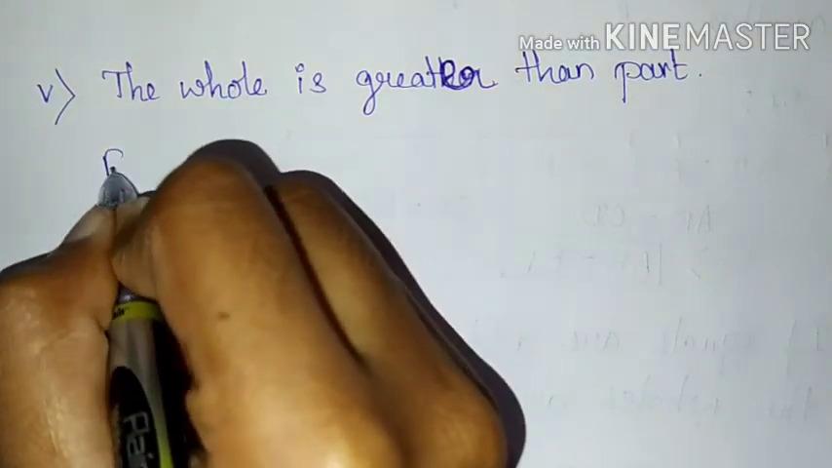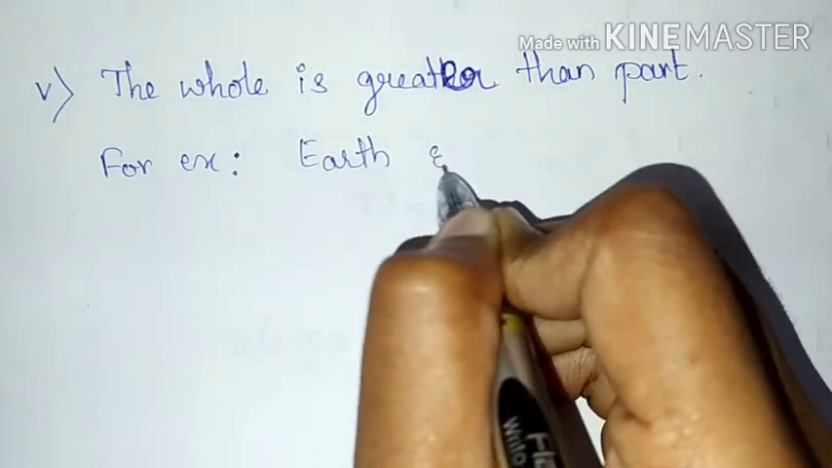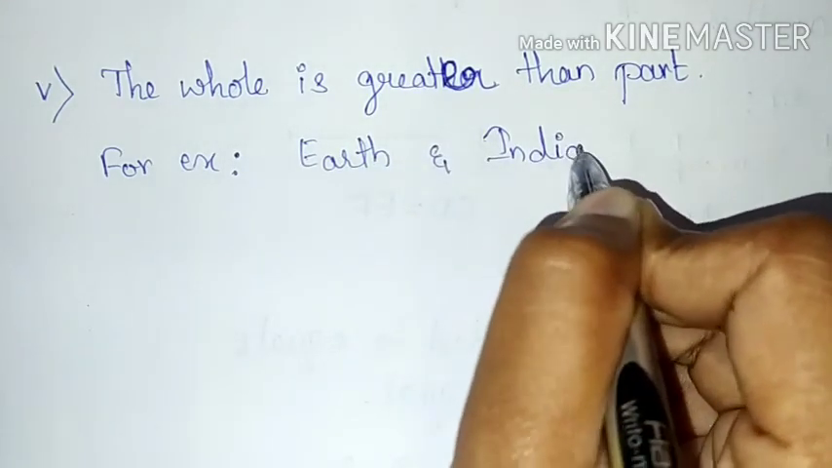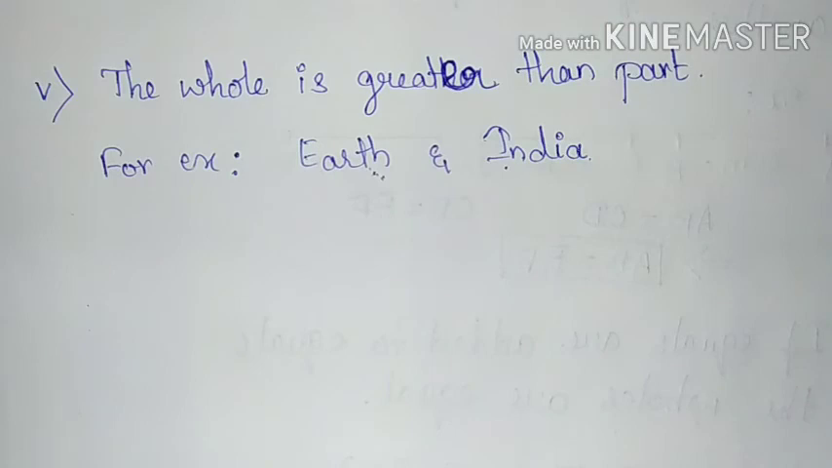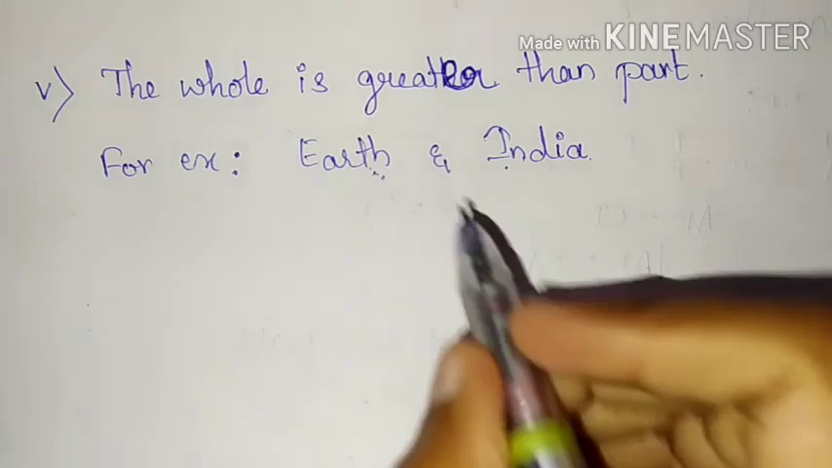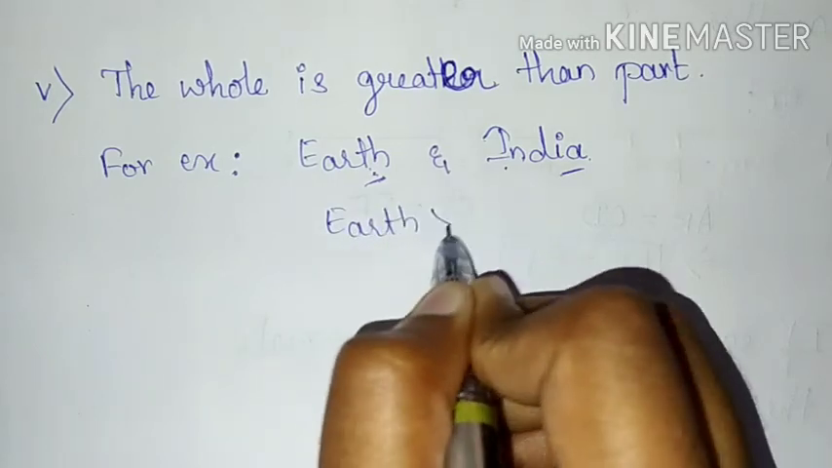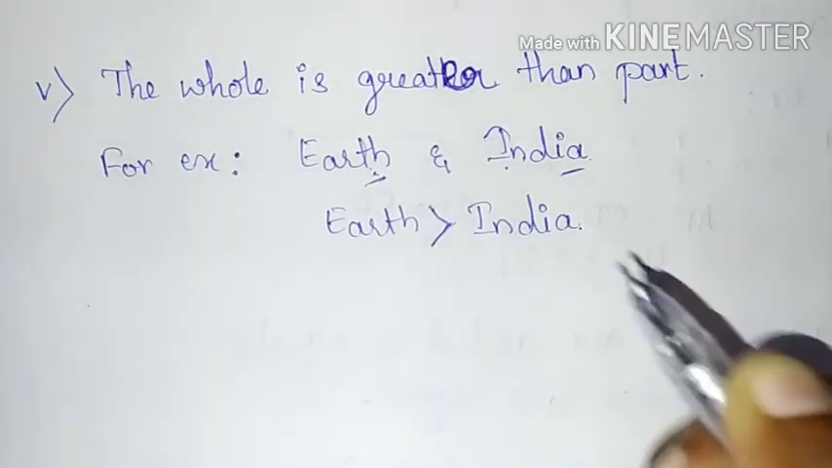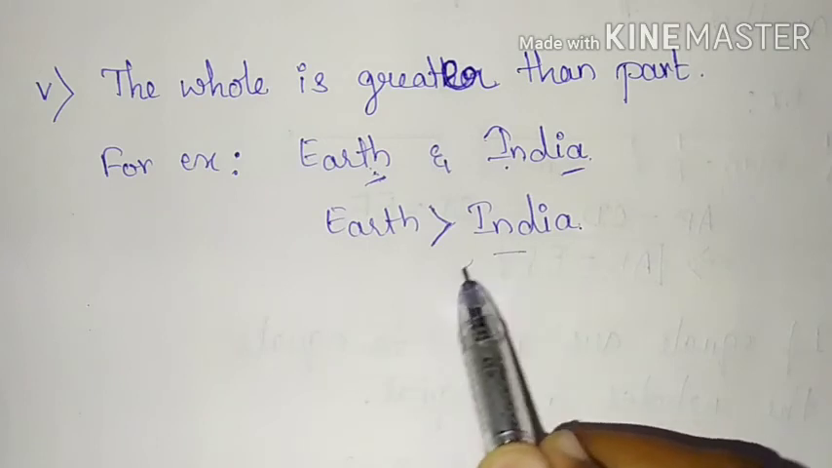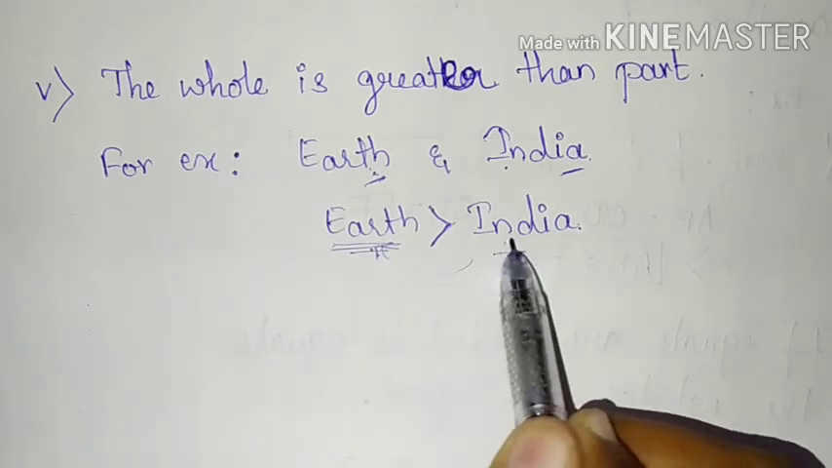For example, consider Earth and India. India is a part of Earth. Agree? India belongs to Earth. It lies on the surface of Earth. It's our country, India. It lies on the Earth. So, which is bigger of these two? Is Earth bigger or India bigger? We know that Earth is greater than India. It is huge compared to our country, India. So, India is part of the Earth and Earth is the whole. Whole is always greater than the part.